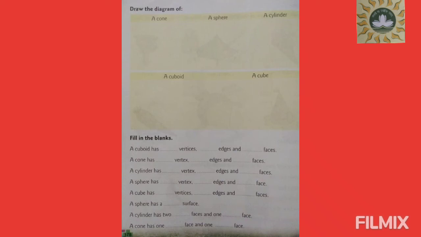A cuboid has dash vertices, dash edges and dash faces. A cuboid has 8 vertices, 12 edges and 6 faces. Number 2, a cone has dash vertex, dash edge and dash faces. A cone has 1 vertex, 1 edge and 2 faces. A cylinder has dash vertex, dash edges and dash faces. A cylinder has no vertex, 2 edges and 3 faces.